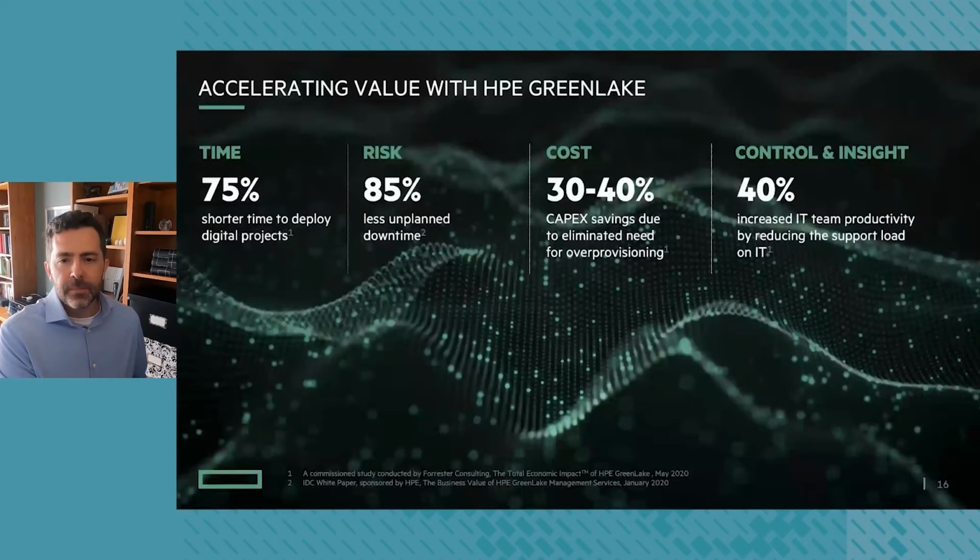So why are these companies using HPE GreenLake? HPE GreenLake is all about improving our customers' business outcomes. Forrester Research and other analysts have closely examined HPE GreenLake, and they found clear benefits for our customers: save time, reduce risk, lower costs, and increase control and oversight.